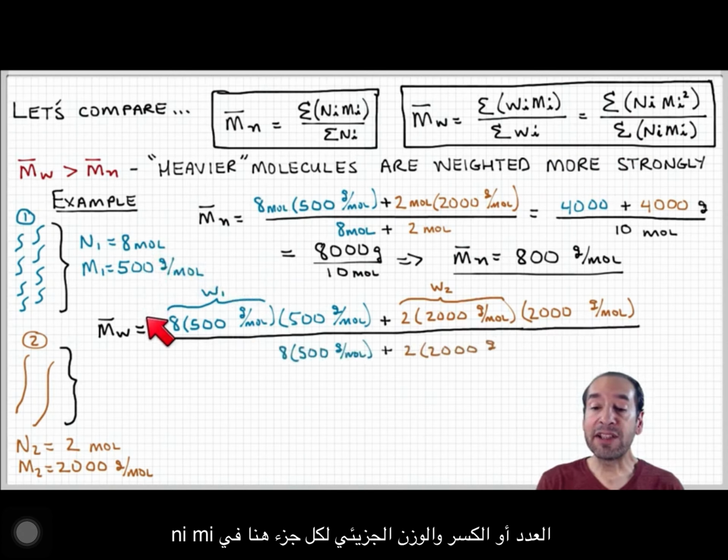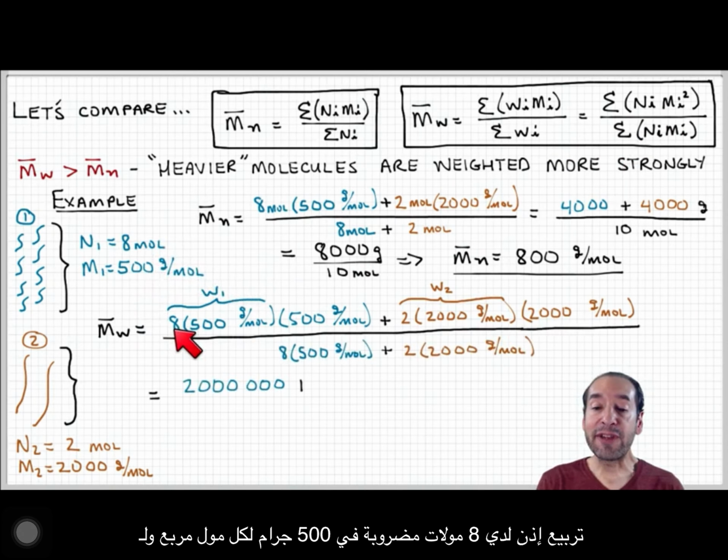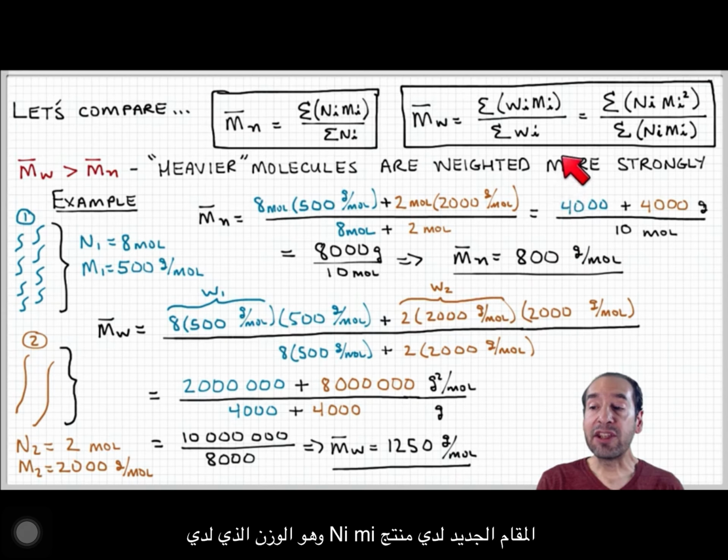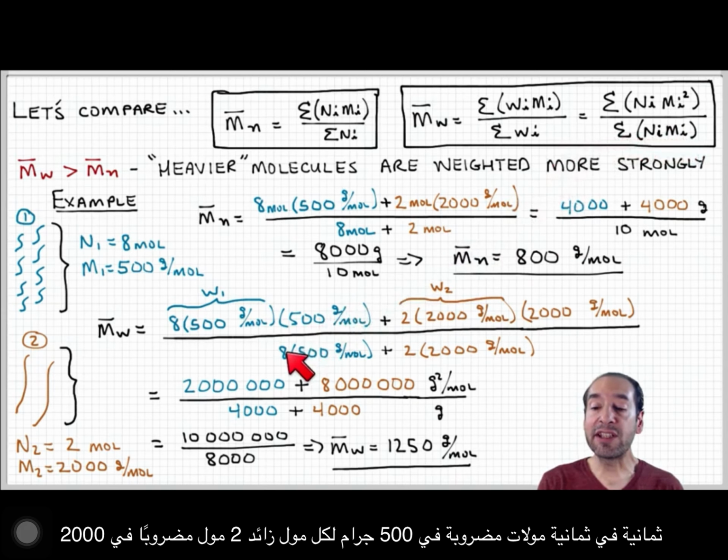So here I have N_i M_i squared. So I have 8 moles times 500 grams per mole, squared. And for the second fraction, I have 2 moles times 2,000 grams per mole, squared. And then in the denominator, I have the product of N_i M_i, which is the weight. So I have 8 moles times 500 grams per mole plus 2 moles times 2,000 grams per mole. So this gives me some different quantities. In the numerator, I have, I think, 2 million plus 8 million.